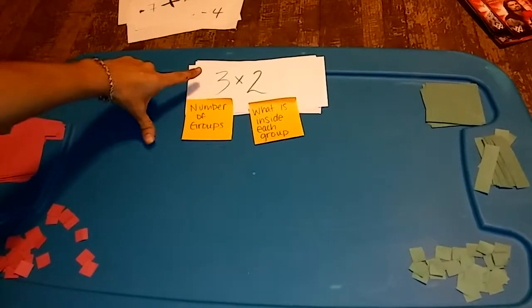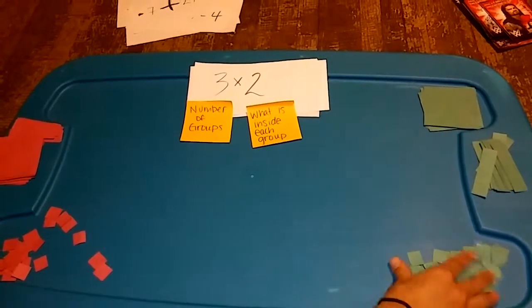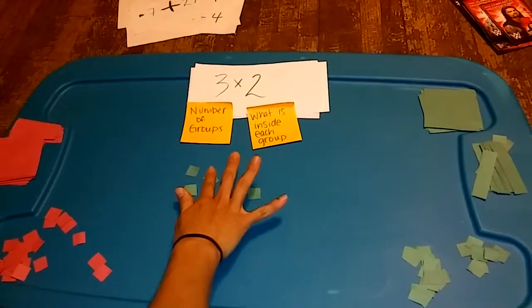So what this means is I have 3 groups of 2. So that starts out pretty straightforward. I'm putting on here 3 groups of 2.